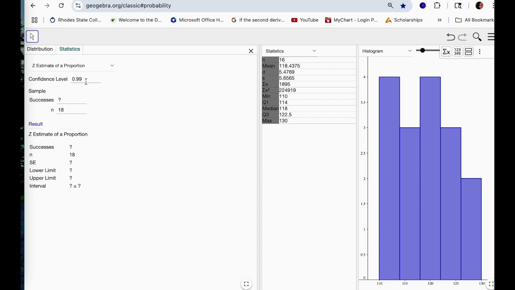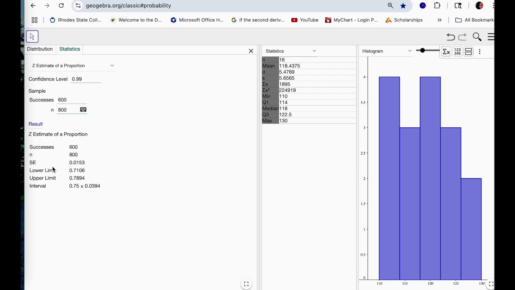We're doing a 99% confidence interval, so that's already in there from our last question, which is nice. The number of successes, we were told that there were 600 successes, and the sample size was 800.